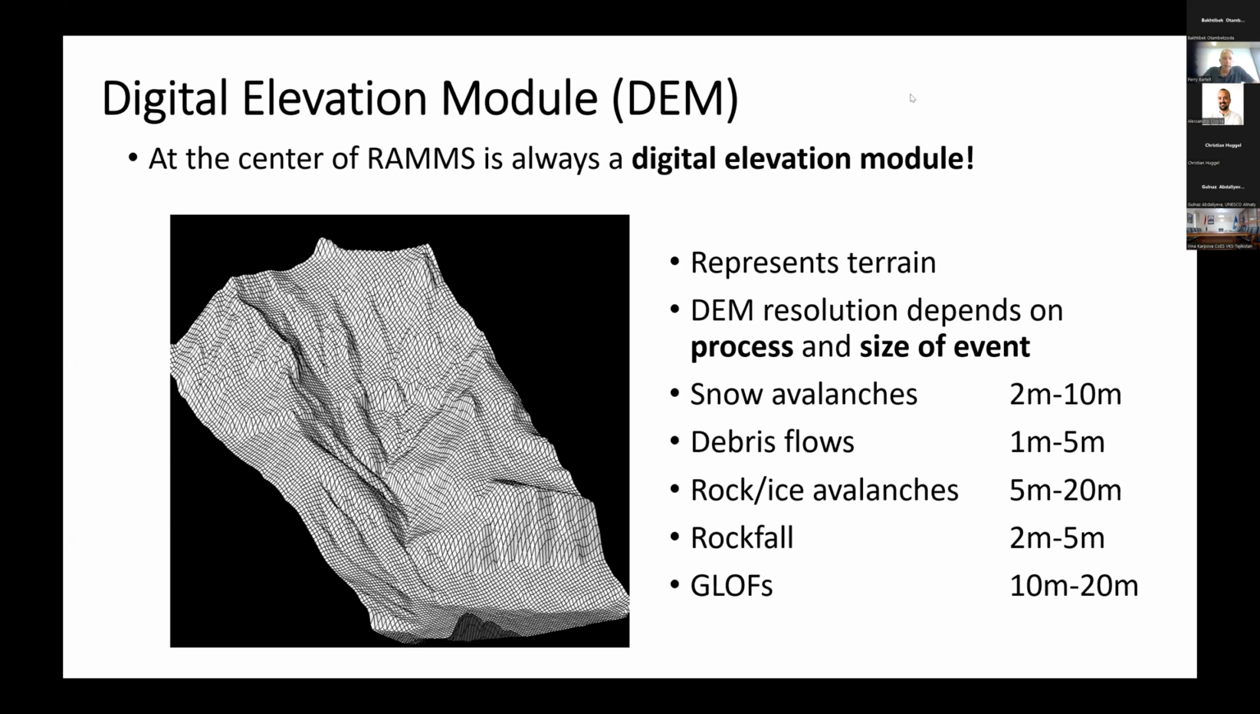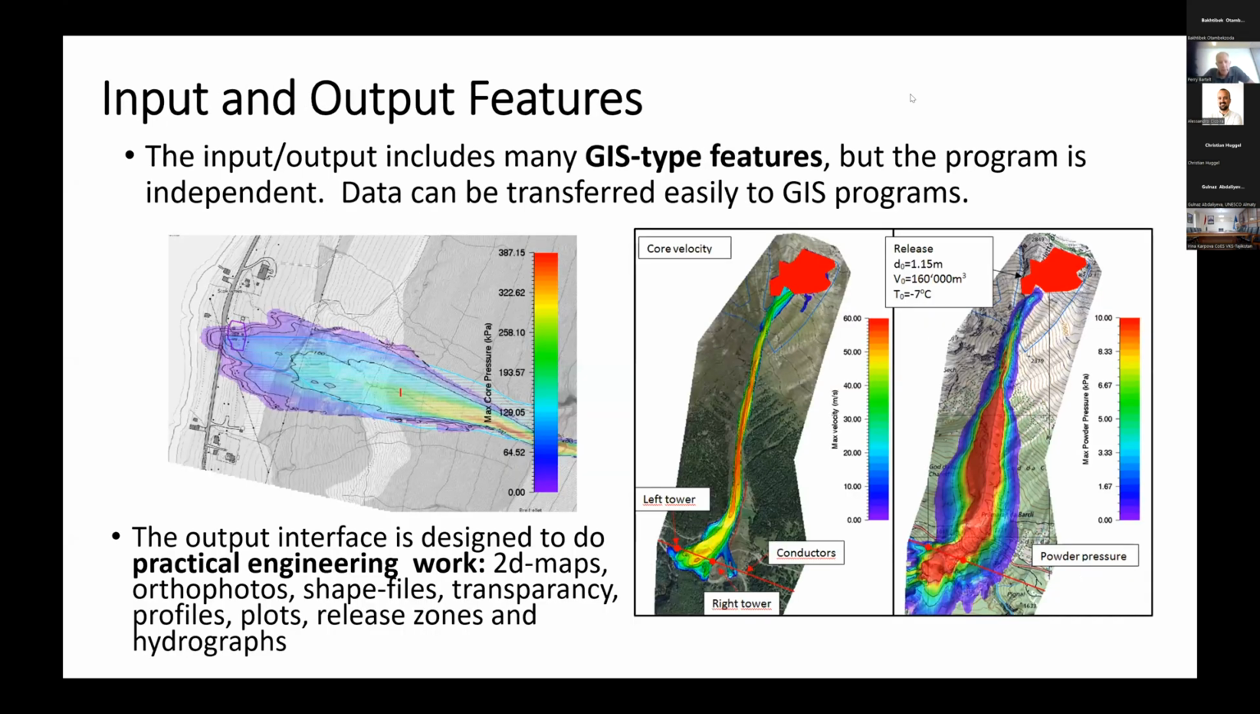Input and output features: what we have found in engineering practice is that the geographers and the engineers want to work with a lot of GIS type features. They want to have maps of the terrain. They want to superimpose simulation results on those maps, on those ortho photos, in order to see directly how good the results are. So we've done a lot of work implementing GIS type features into the RAMMS software. At the same time, it's also possible to transfer the data to GIS programs to do higher order analysis with it. There are a lot of features, for example transparencies, contour lines, plots, profiles, hydrographs, and shape files that you can use to set releases. I'm looking forward to coming in June and showing you exactly how that works.